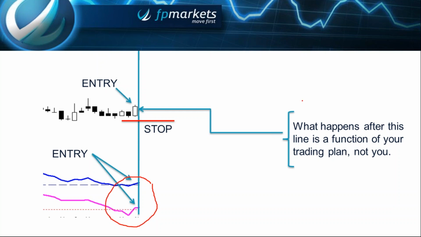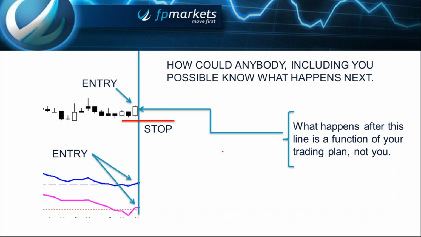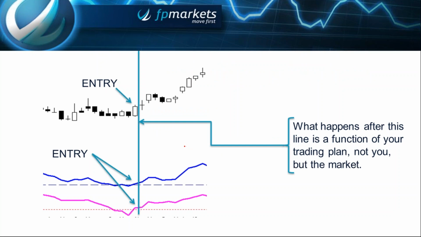So whatever happens after this has to be a function of a trading plan. It can't be your discretionary decision when you reach for another indicator or look for another time frame or send an email or something like that looking for confirmation about something. It has to be part of a trading plan. And so how could anybody possibly know what's going to happen next? It's simply impossible to know what's going to happen next, and I'll go into a bit more reasoning behind that in a moment.